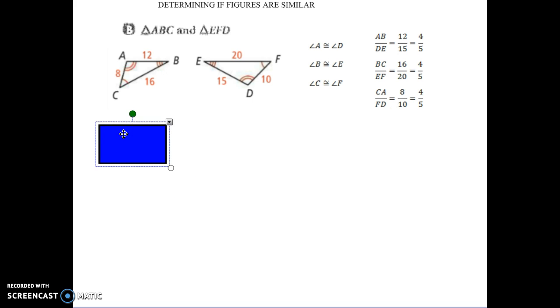The similarity statement would be triangle ABC is similar to triangle DEF. I always use the angle setup over here to help me write my similarity statement. And then our scale factor would be this ratio here, which is 4 over 5. Now, if you have 5 over 4, meaning if you put DE over AB and EF over BC and FD over CA, that is perfectly fine because they did not specify how they wanted you to set up your scale factor. So if you had 5 over 4, that would also be correct.